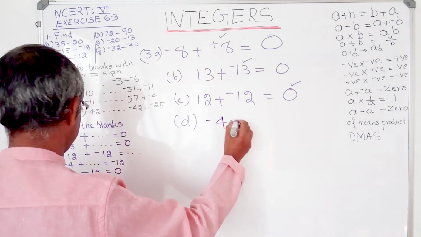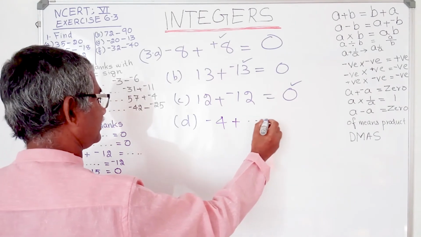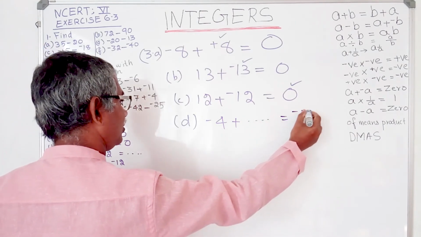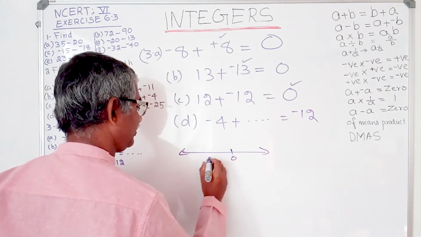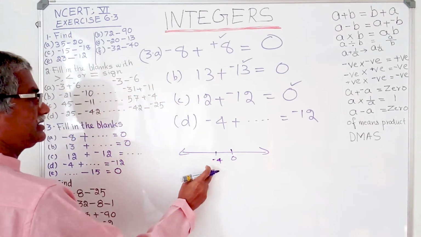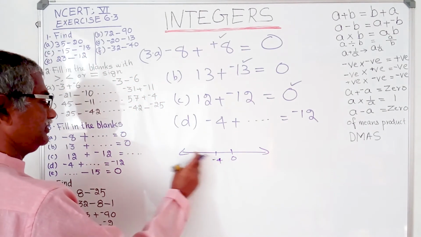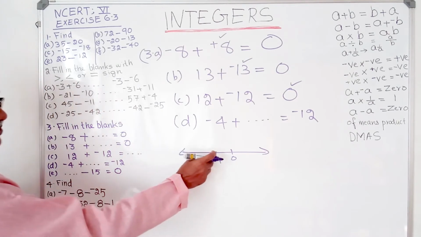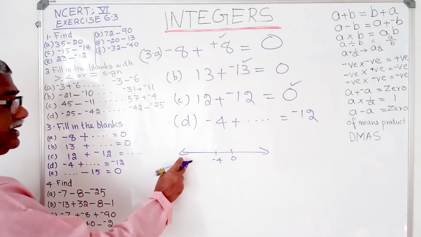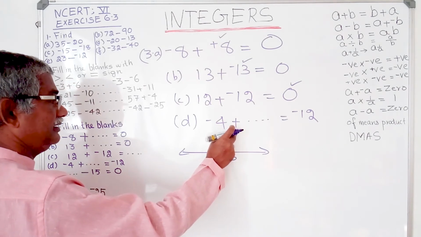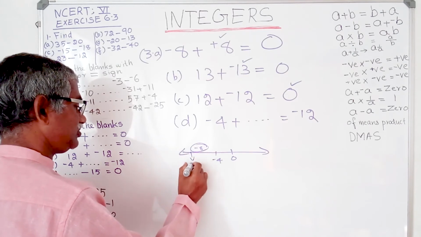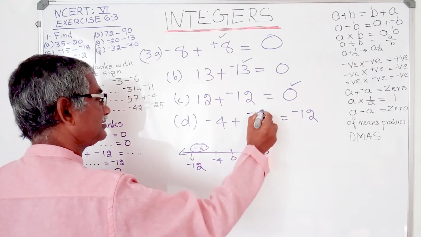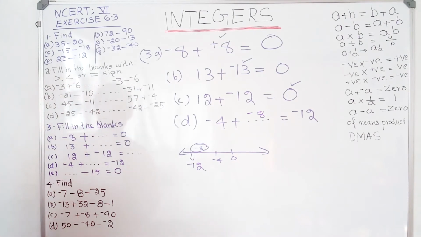And D. Question number D. Negative 4 plus another number, getting negative 12. Consider the number line. 0, negative 4, from negative 4, the answer is reaching negative 12. It is going back. Going back, a plus sign is here. Need to add a negative 8, then getting negative 12. So the answer is negative 8.